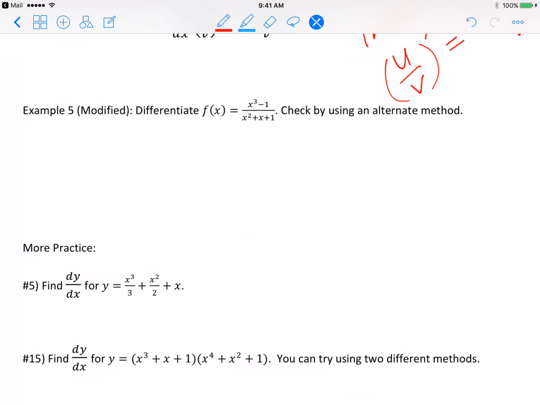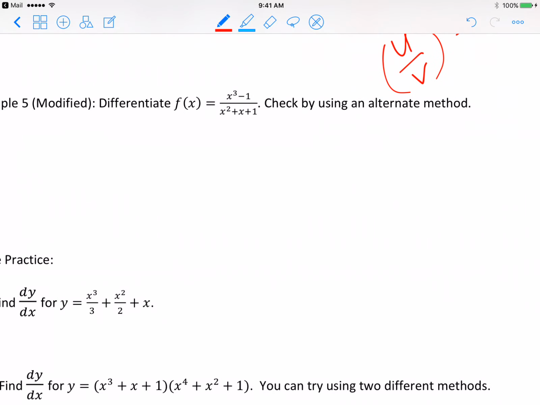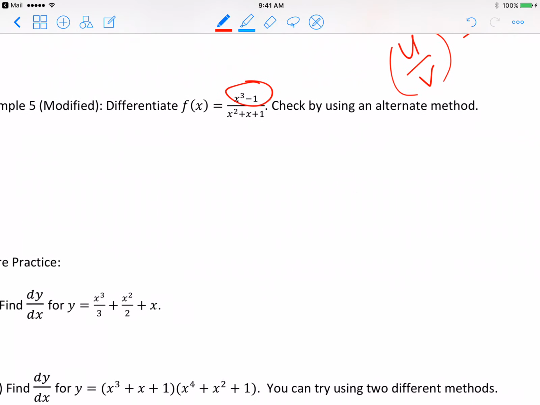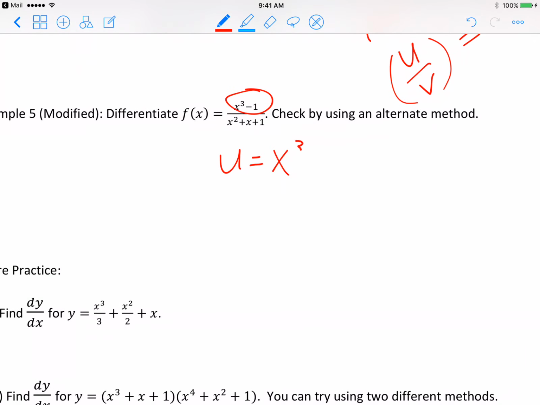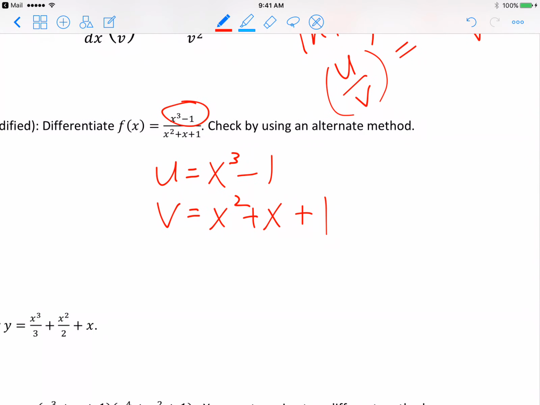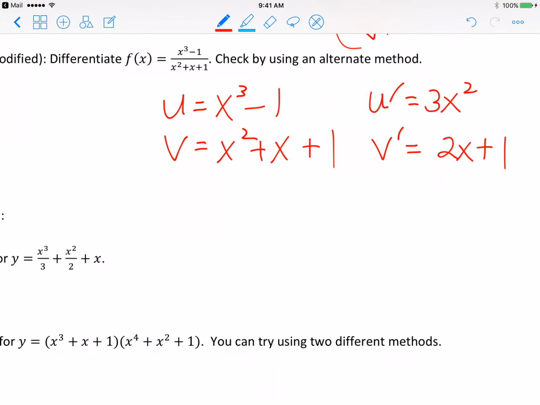So take a look at example 5. You have x to the third power minus 1, which you could consider to be u. And then you have v as x squared plus x plus 1. Just like the product rule, I want to start with finding what u prime and v prime are on their own. U prime would be 3x squared, and v prime would be 2x plus 1. And now I'm applying the quotient rule to find the derivative of this entire quotient, the entire rational function. So what would that be?